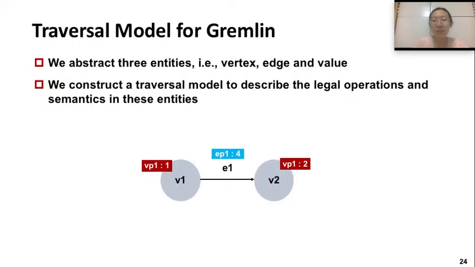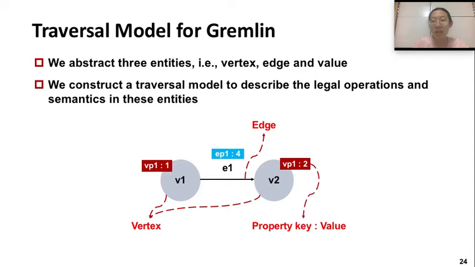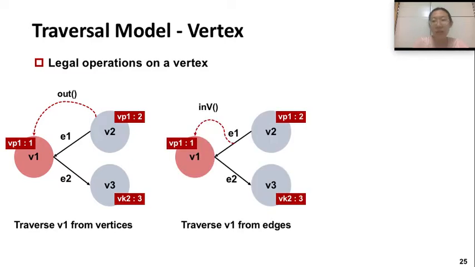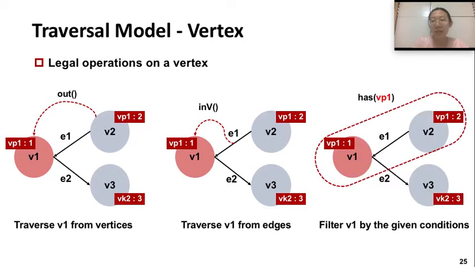Based on this observation, we abstract three entities, including vertex, edge, and value, and construct a traversal model to describe the legal operations and semantics in these entities. Especially, we can traverse the vertex V1 from the vertex V2 by using API out, or from the edge E1 using API inV. We can also filter it by the given conditions. For example, we can retrieve the vertex V1 using API has with its property key VP1 as a parameter.